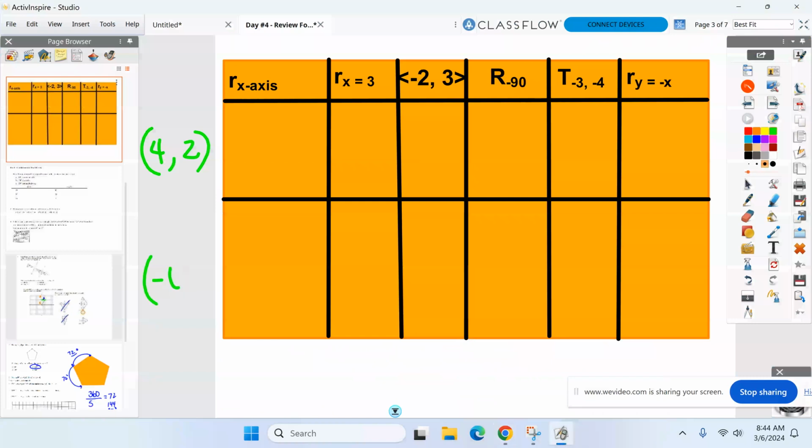How about I do -6, -4? Get a little negative action in there. All right, good. All right, so does everyone see what the task is?